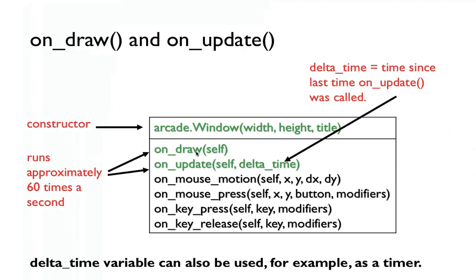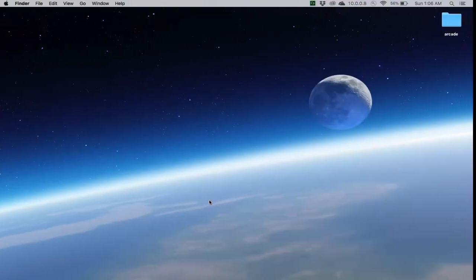And so we're going to do a very simple example of animation, and we're also going to use it to illustrate delta time. We're going to use it to create a timer. In a game, you might want a timer for your game. So let's see how this is done.